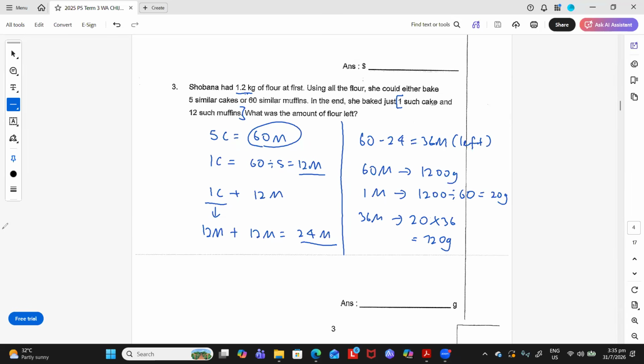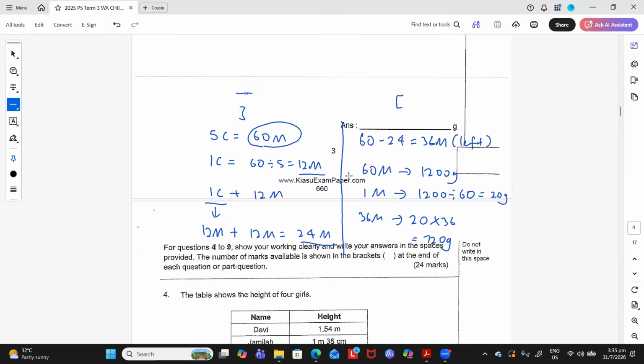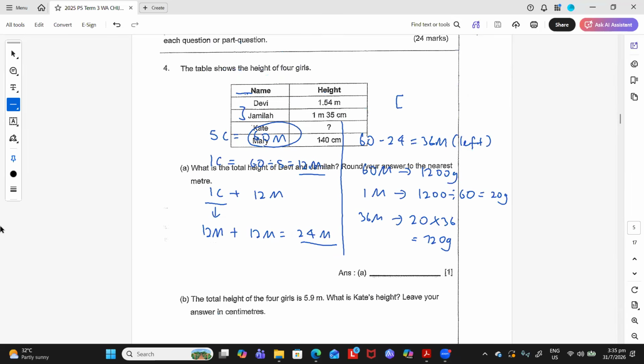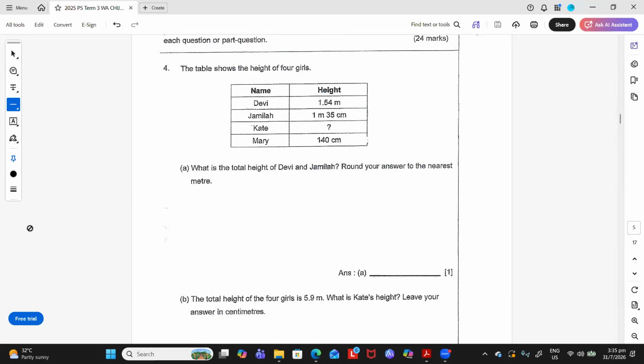Okay, now let's move on to question 4. What is the total height of Devi and Jamila? Round your answer to the nearest meter. So Devi is here, Jamila is here. Just simply add them up. So you want everything to be in meters, so write down 1.54 meters plus 1.35 meters. 1 meter, 35 cm is 1.35. So when you calculate this, you get 2.89 meters.